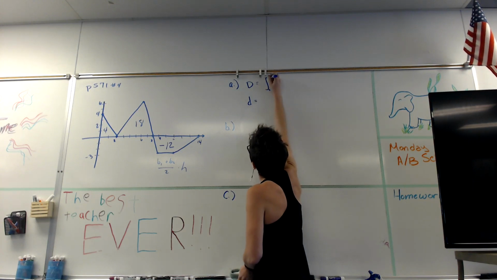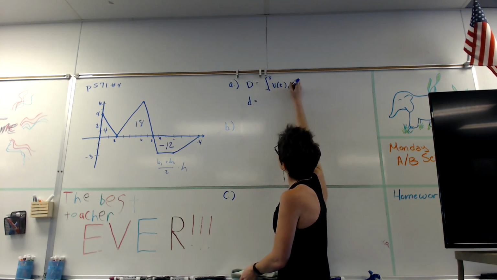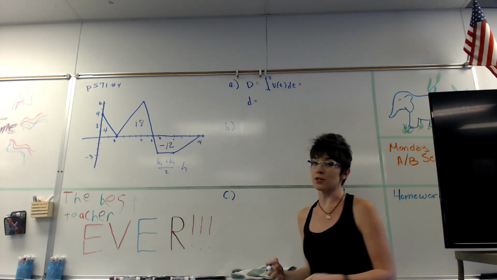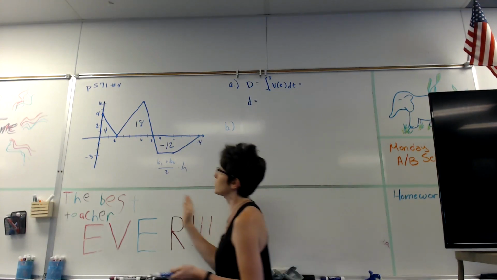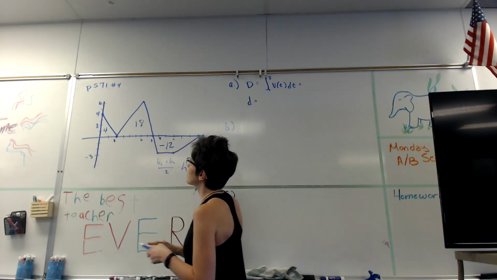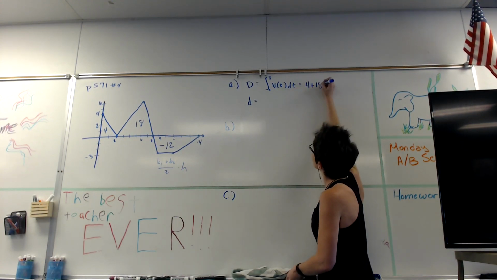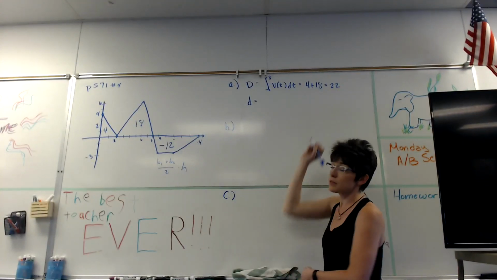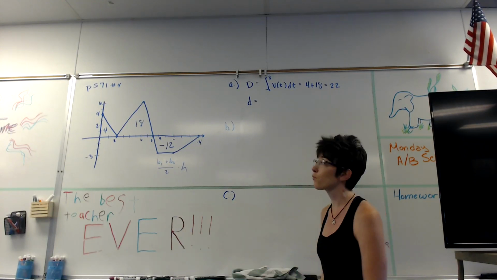Okay, so from 0 to 8 is just going to be the integral of my velocity function. And if I'm looking from 0 to 8, that's both of these triangles. So it would look like an area of 4 plus 18, which is a displacement of 22 meters above where you started. Okay.